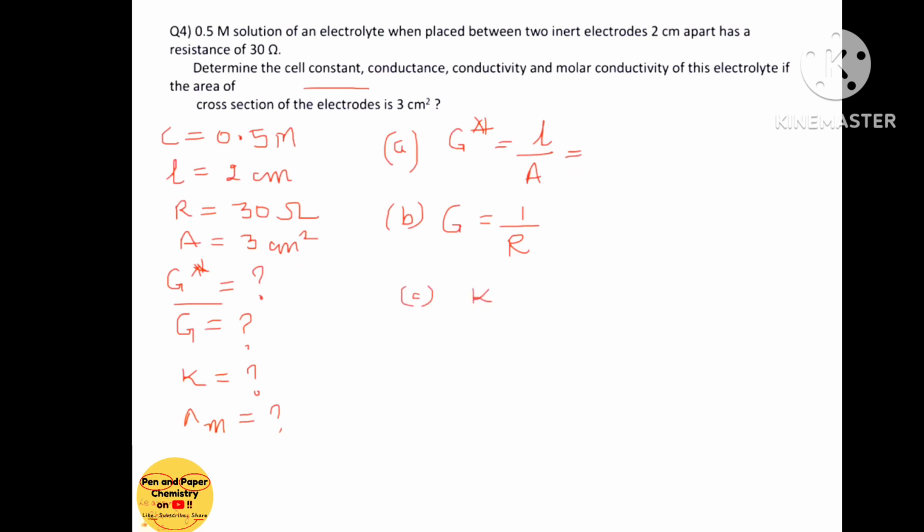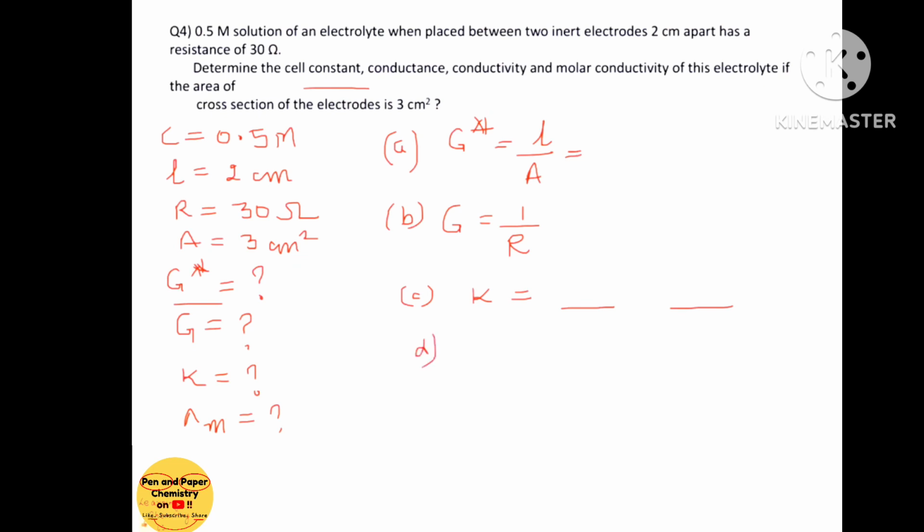Can you recall the relation between kappa, conductance and cell constant? Yes, we did it a while ago. We saw it in the chart as well. Go ahead, I'm leaving it as a blank for you to fill. Try recalling. Don't jump to the chart right away. Put a little flashback in your memory and you'll get the answer.